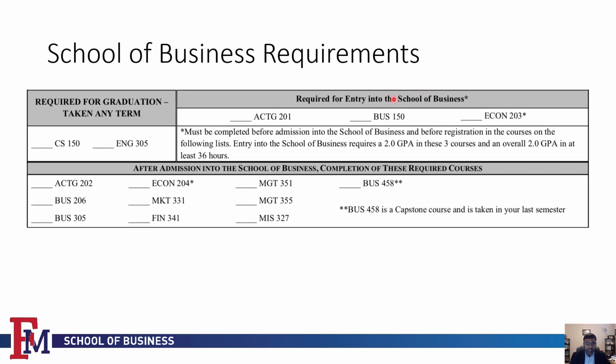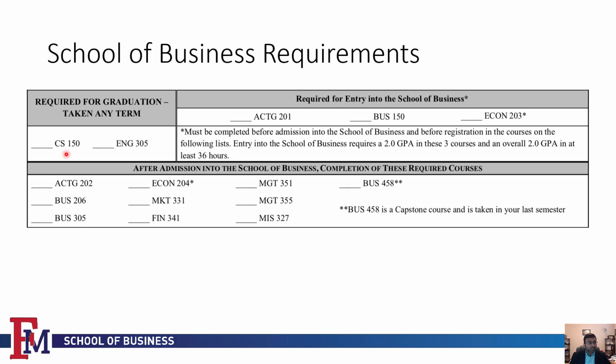The very first business course you're going to take right into your freshman year is Business 150. This is Introduction to Business. You're also required to take Accounting 201 and Econ 203 before you're admitted into the School of Business. You need an average of a 2.0 or an average of a C in these 3 classes, and an overall GPA of 2.0 and at least 36 hours of coursework before you are a business student.